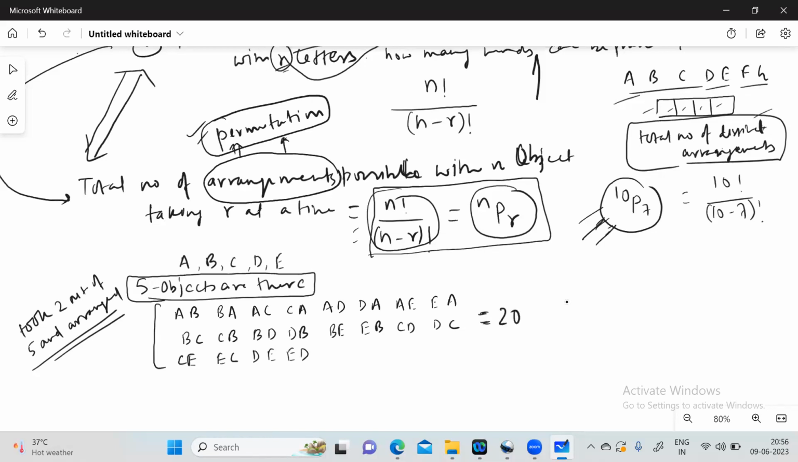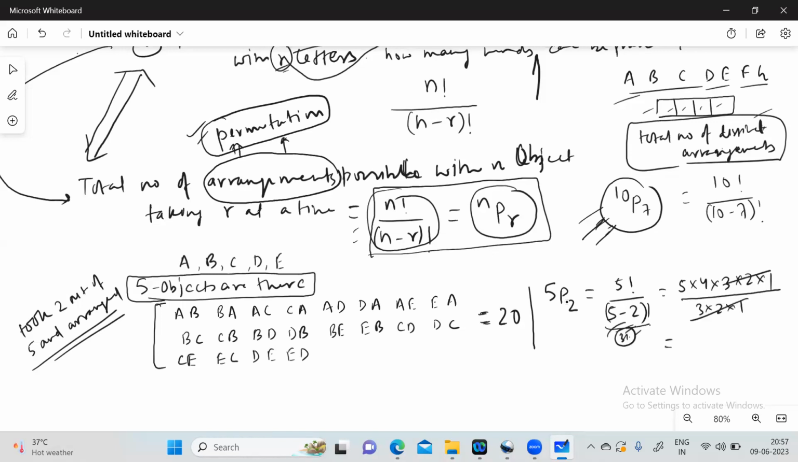So this is how I did it manually. If I wanted to do it with the formula, it would have been 5P2, which is 5 factorial divided by 5 minus 2 factorial. I would have written it as 5 into 4 into 3 into 2 into 1 divided by 3 factorial only, so 3 into 2 into 1.